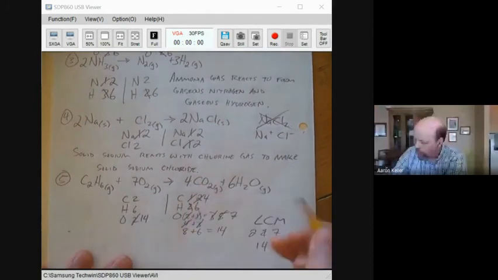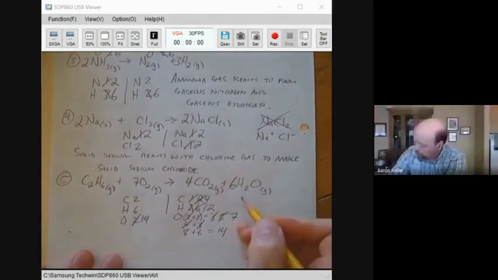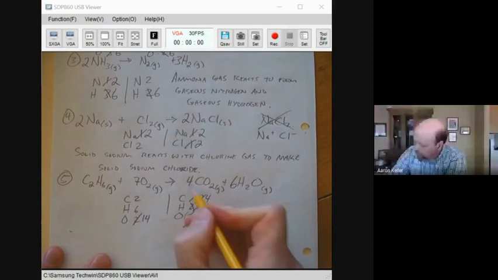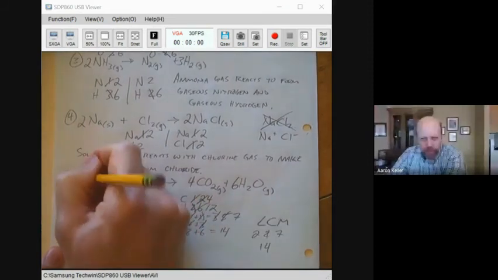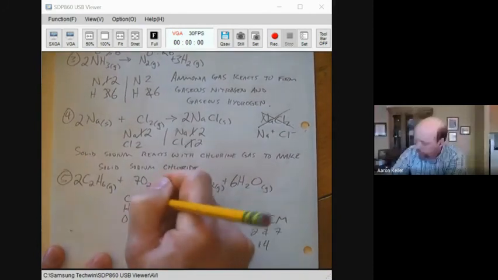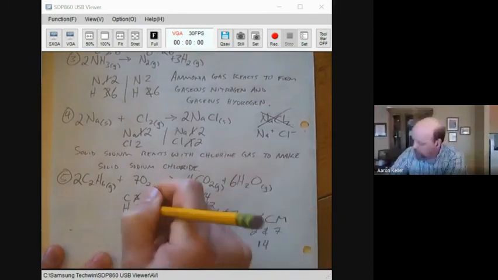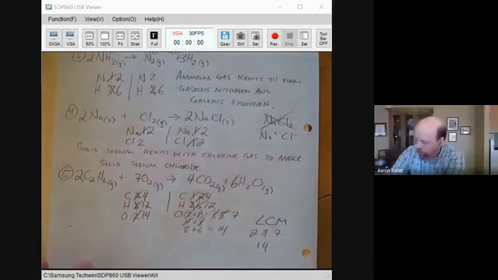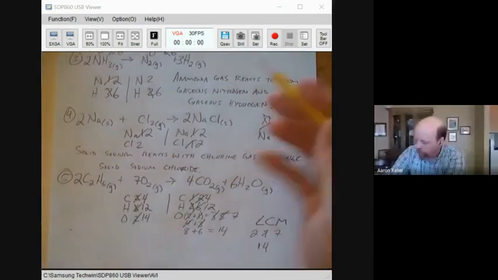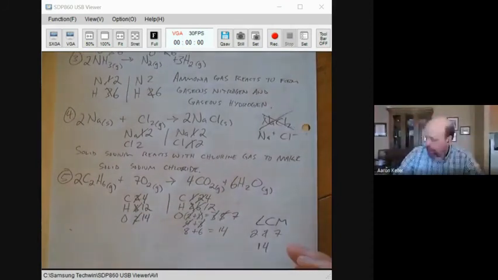Now, that does change the carbons and the hydrogens, but not in a way we can't handle. We just keep going until it's balanced. We've got 4 carbons. Oh, we can get 4 carbons by multiplying this by 2. We've got 12 hydrogens. Well, if we multiply this molecule by 2, we've already got 12 hydrogens. So it works out. All right, so that's some examples of writing and balancing equations.